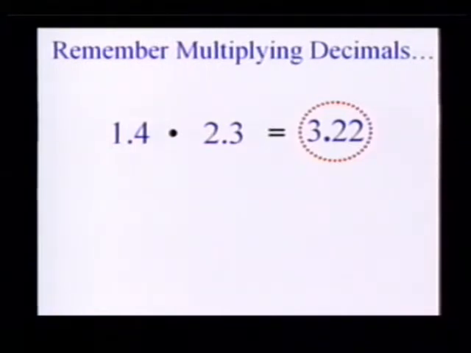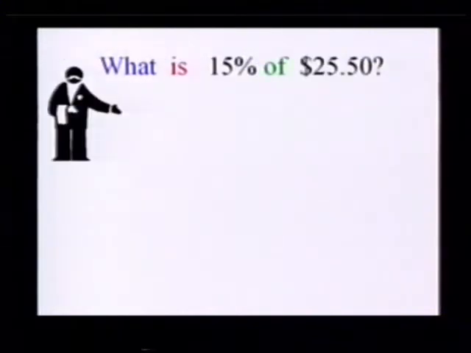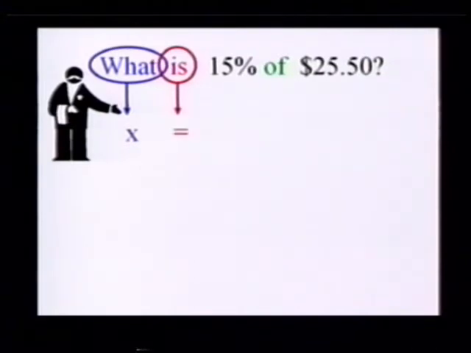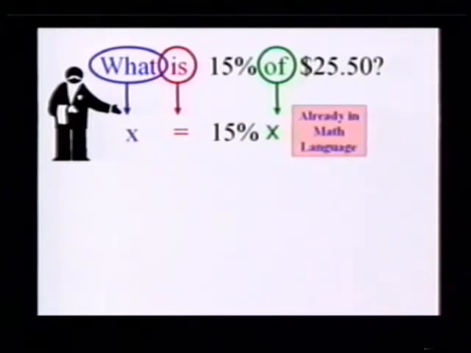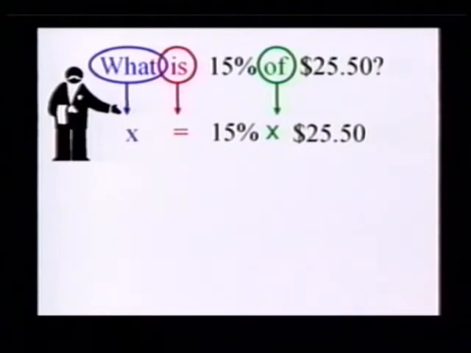Okay, let's get back to our word problems. How about this one? What is 15% of 2550? This would be great at the store or at the restaurant, you people that leave 15% tips. Well, let's see. X equals 15%, already in math language, of, times, and 2550, already in math language. So we can answer our question, all we have to do is solve the equation.